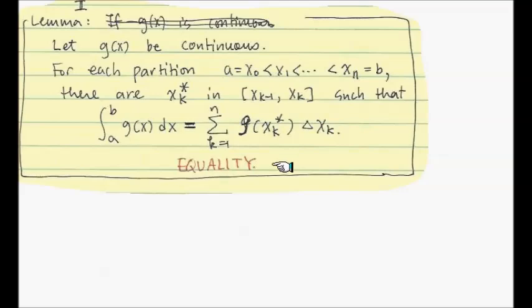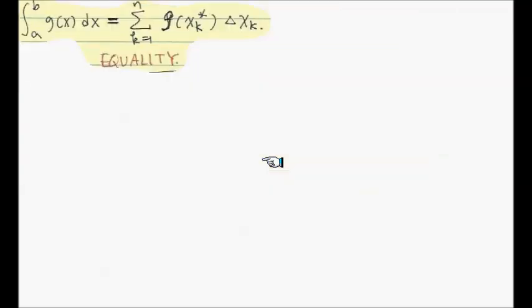This is actually the mean value theorem if you think of it that way. But the mean value theorem applied to each of the intervals will give this result. Let's take a look at the proof. And the most important part here is that it's equal. Equality is important. And so now I wrote it up here, and we're going to prove it.